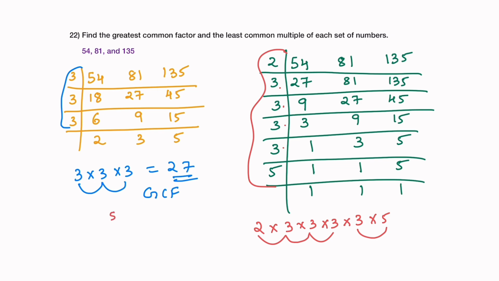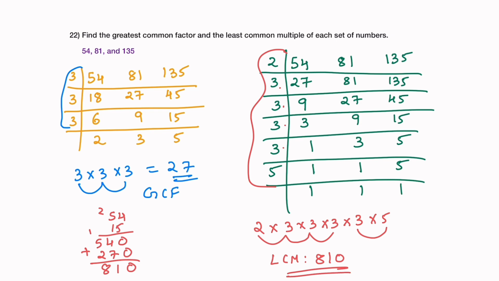So that's 54 times 15. That's 0, that's 4 and 5. 5 times 4 is 20. 2 carry, that's 5 times 5 is 25 plus 2, 27. That's 0, that's 11. 1 carry, that's 8. So the LCM is 810. And it's done.